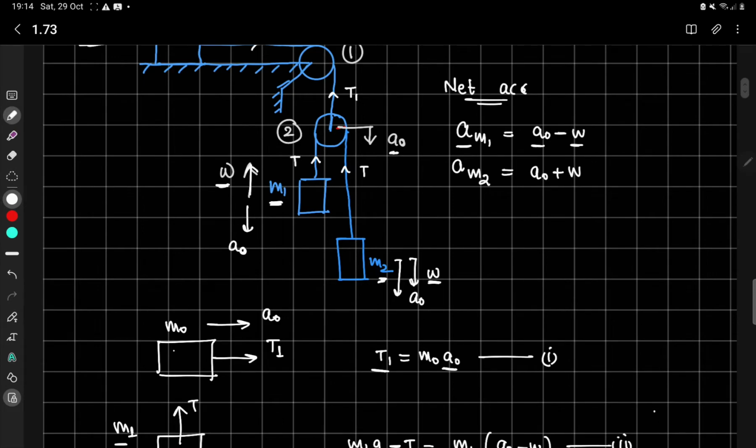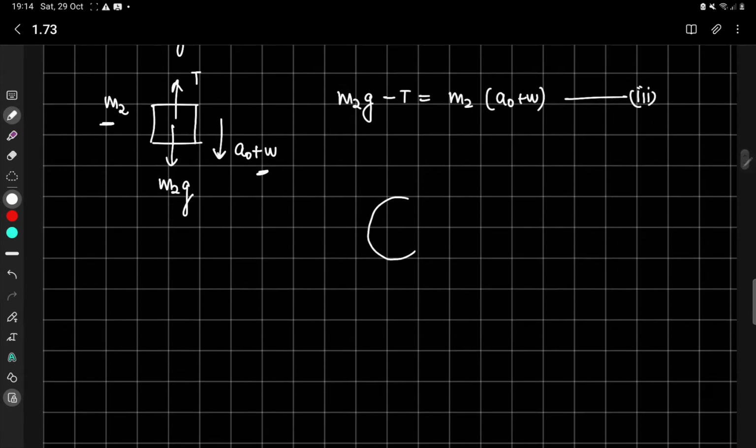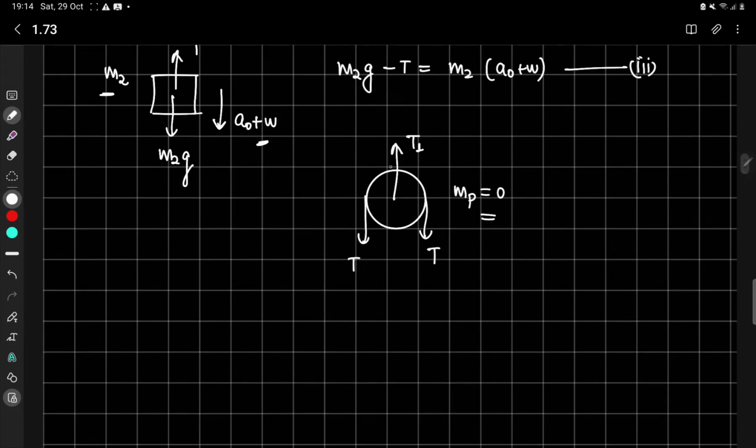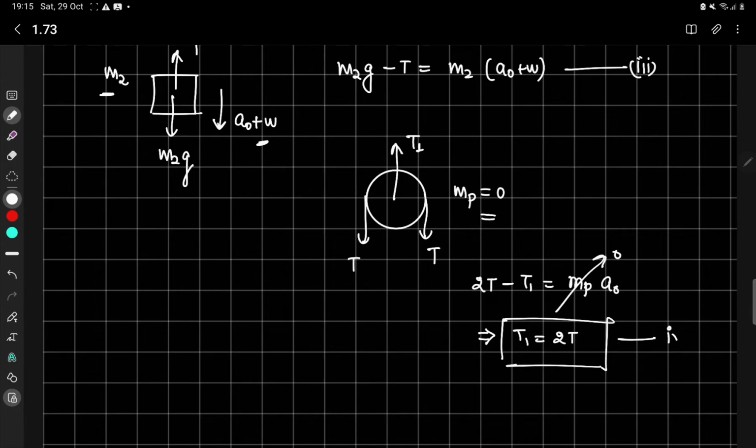So if we draw the free body diagram of the pulley, let us say this is the pulley, and we have the tension force of T1 in the upward direction and tension forces of T and T in the downward direction, and the mass of the pulley is said to be negligible. So if we write the equation associated with it, we can write 2T minus T1 is equal to mass of pulley into the acceleration of pulley, and we know the mass of the pulley is 0, so from here we can write T1 is equal to 2T. Okay, so this will be our fourth expression.